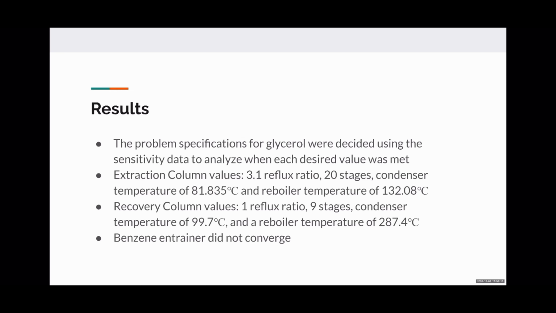The glycerol, on the other hand, we were able to successfully separate using Aspen. As Jay said, we used the NRTL equation of state, and we were able to separate it using the conditions that we found in the sensitivity data analysis.